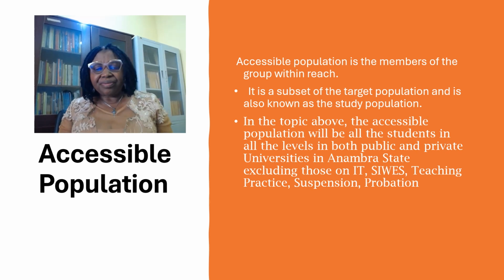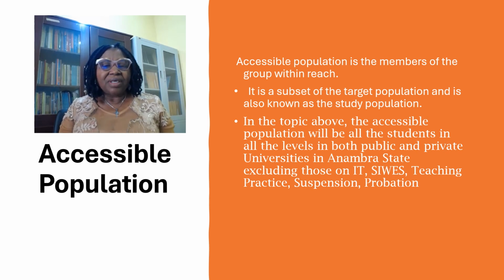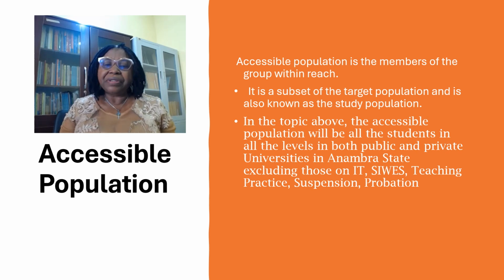Accessible population. Accessible population is the members of the group within reach. It is a subset of the target population and is also known as the study population. In the topic, the accessible population will be all the students in all the levels in both public and private universities in Anambra State, excluding those on industrial attachment, seaways, teaching practice, probation, suspension.